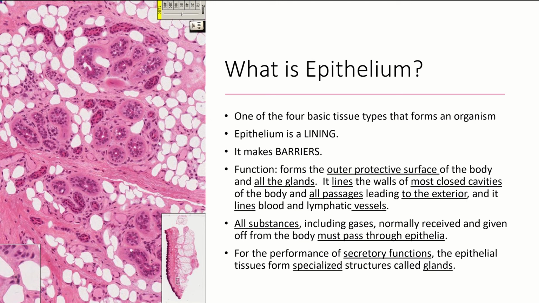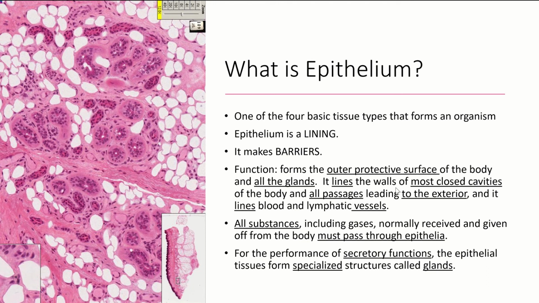What epithelium does is it forms the outer protective surface of the body and all the glands. When you look at your skin, it is a protective barrier, and the very top of that skin, which we're going to look at closer in a second, is actually epithelium. That's one of the many types of epithelium, that outer protective surface. And you do have glands in your skin, so you've got sweat ducts, and hair follicles have little glands attached to them, which we'll learn about later on. All of that comes from the epithelium that's lining your skin.